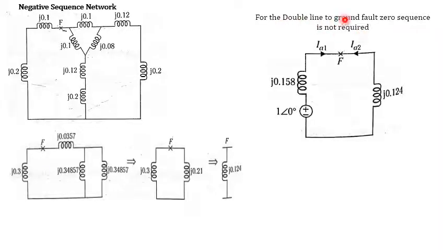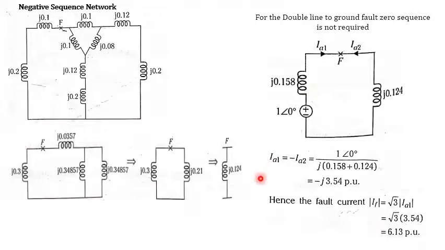So for the double line fault, the positive and negative sequence networks are connected in parallel. From this we can write Ia1 is equal to minus Ia2. The source EMF is 1, so with the total impedance we get minus j 3.54. The final expression for the fault current is If is equal to root 3 times Ia1. So Ia1 is 3.54, and we get If as 6.13 per unit.